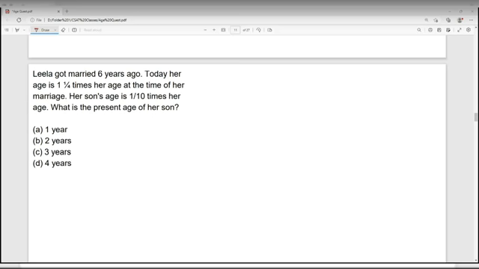Yeah, the 3 minutes is up. The answer for this question is C, 3 years. I hope you have got the answer. If you are solving, you can try to solve and get the answer. I'll just wait for another 30 seconds and then start solving the question.